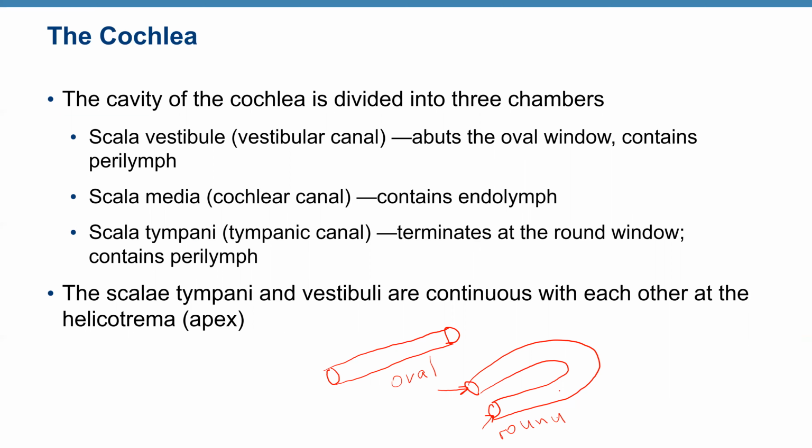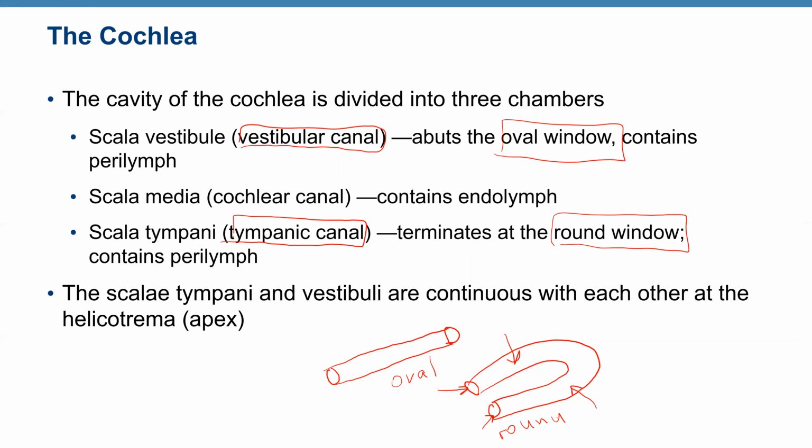Round window. Here's our oval window, and this is the round window. Now this tube over here is called the vestibular canal, or scala vestibuli, if you don't remember. Over here, this tube is called the tympanic canal, or scala tympani.